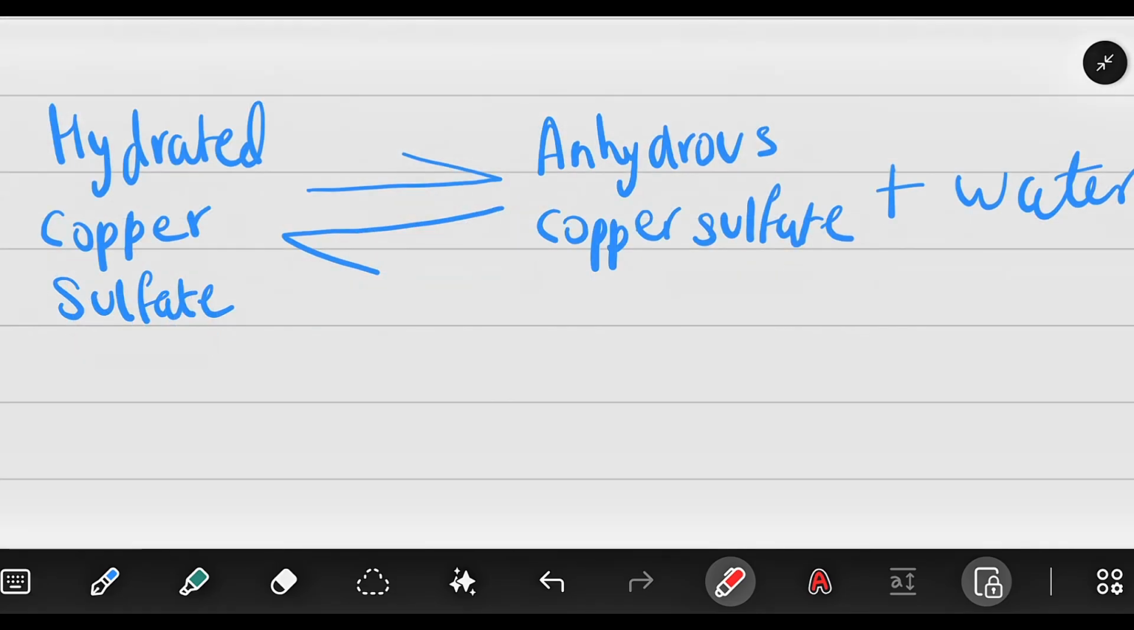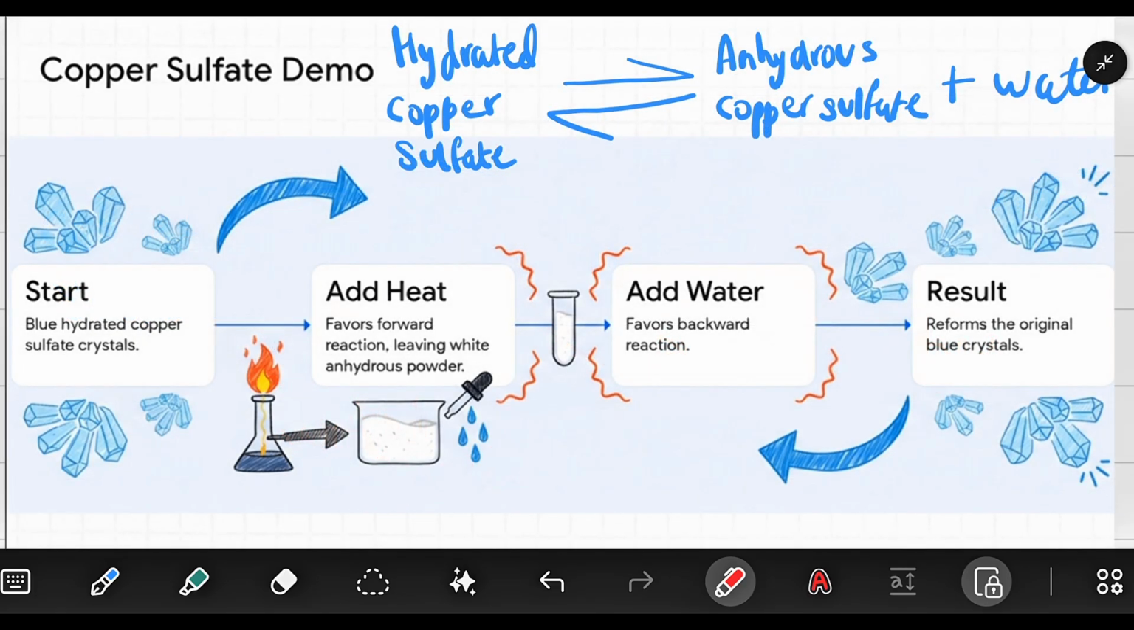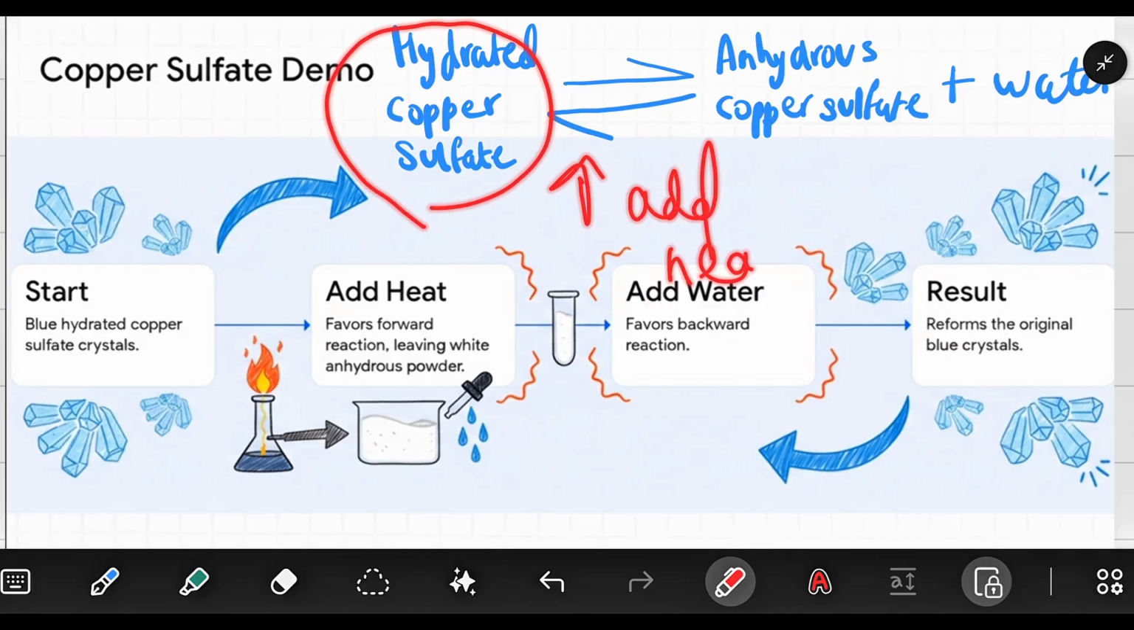For example, this reaction shows the thermal decomposition of hydrated copper sulfate into anhydrous copper sulfate plus water. If you're unfamiliar with these hydrated and anhydrous terms, hydrated just means that water is present, and anhydrous means that no water is present, right? So if I explain this to you with the help of a diagram, thermal decomposition of hydrated copper sulfate means we add heat to this, which will give us anhydrous copper sulfate and water.